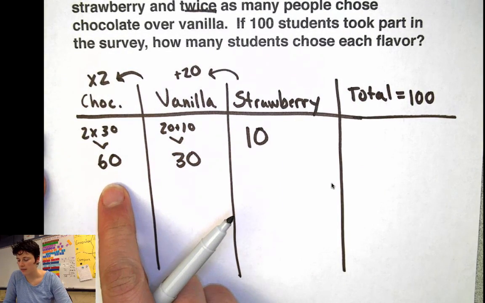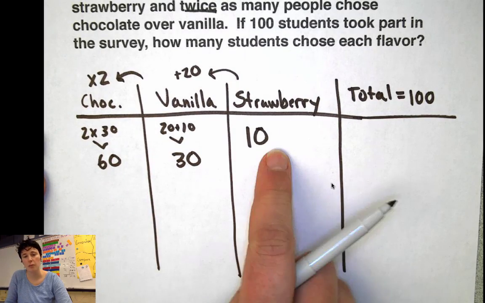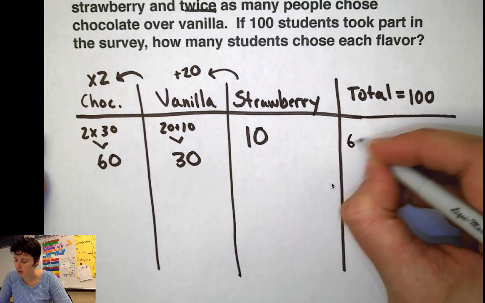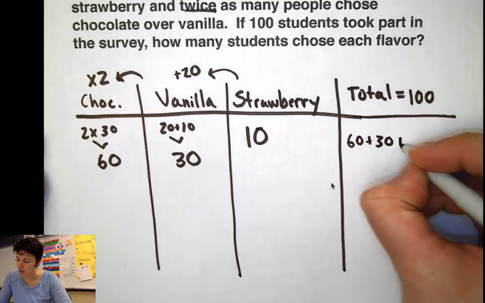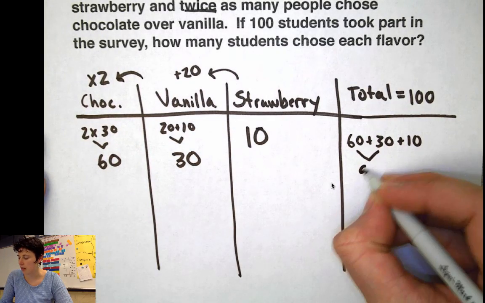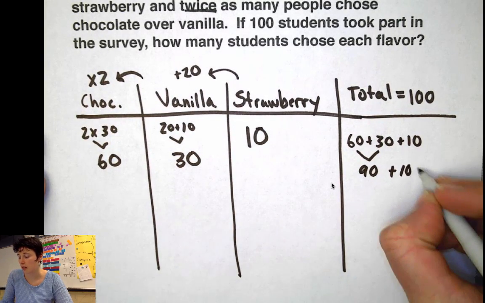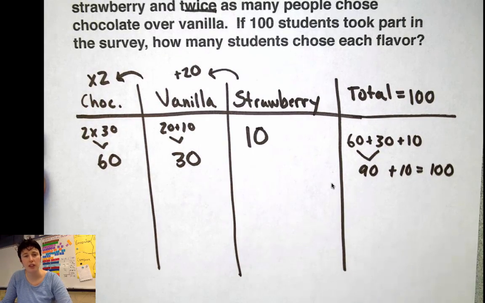So I now see that 60, 30, and 10 are my numbers. So I'm going to add that up for total. 60 plus 30 plus 10. Well, 60 and 30 make 90. 90 plus 10 is, oh my gosh, wow, 100. We just found our answer.